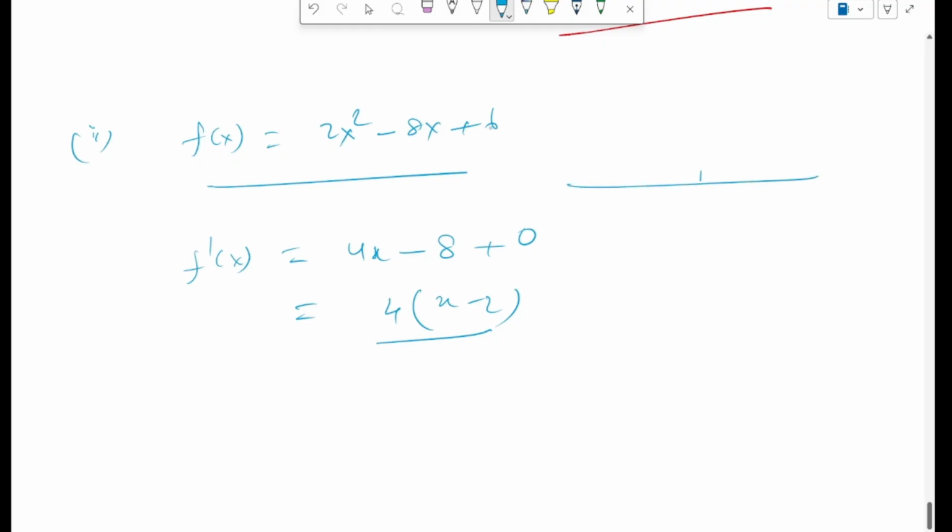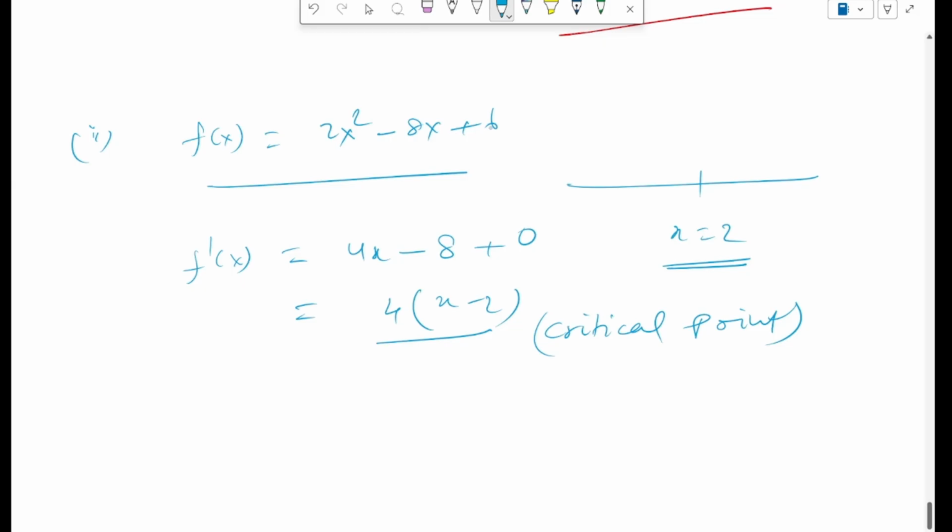If we plot this on a number line, x = 2 is the critical point. This point is called the critical point. I will tell you in detail later in this video. We don't know exactly how the function will behave at x = 2, but before x = 2 and after x = 2, we know whether it will be increasing or decreasing.